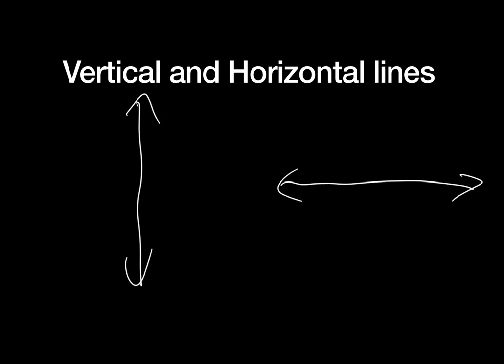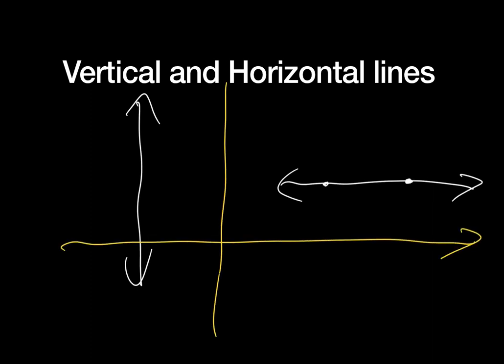Vertical and horizontal lines. A vertical line is like this. Horizontal line is like this. If we talk about it with respect to graphing, so let's say it's on an XY axis. Let me throw an X and Y axis in here. Here's my X and Y axis.